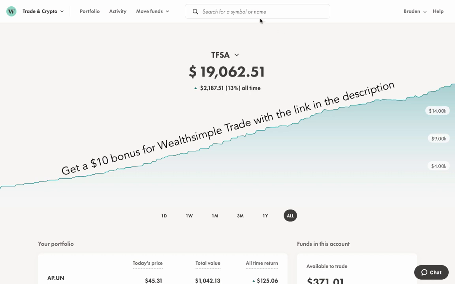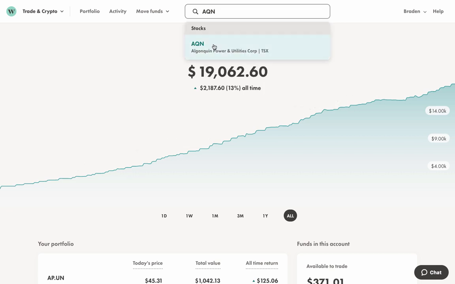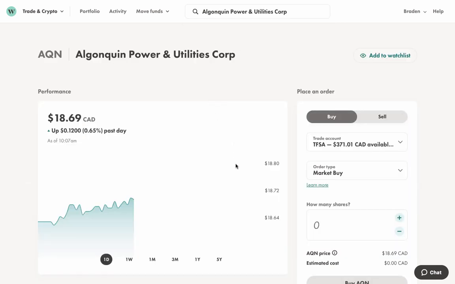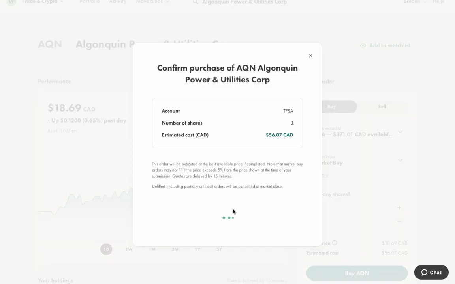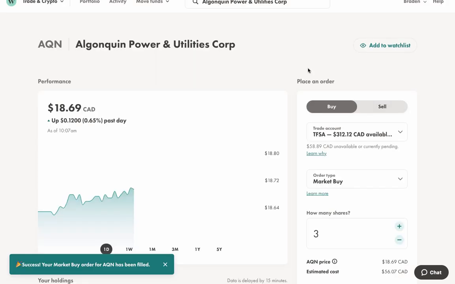So with that said, let's jump in and start purchasing some of the stocks. So we can go for AQN first. This guy, I just want to grab 3 of them. So we're going to take 3 at a market buy. It's going to be just under $60, which is great. We'll place that order and hit done.